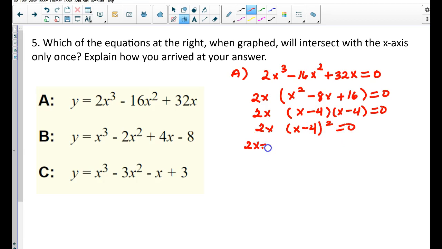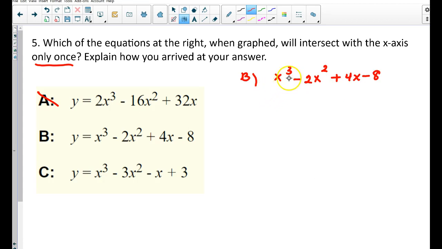So I have a 0 at 0 with a multiplicity of 1. And here I have a 0 at 4 with a multiplicity of 2. So we have a total of 3 roots. Again, here it's going to actually kiss the x-axis, and here it's going to pass through. So therefore, this can't be the answer because it's saying only once, and I have actually 3 times.